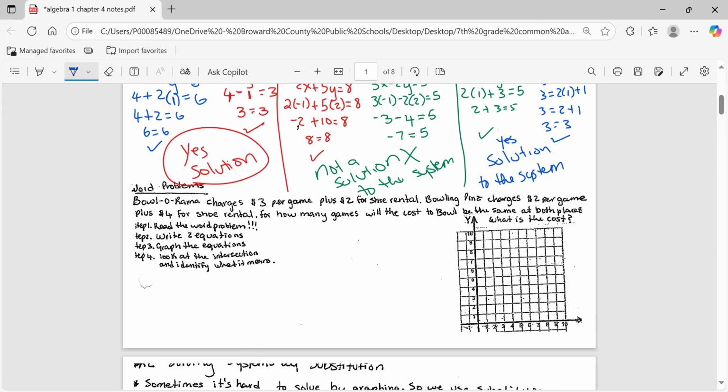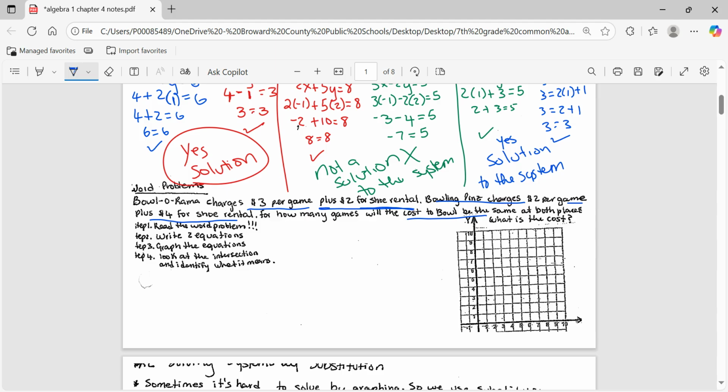Now let's check it out on a word problem and see exactly what these things mean. Here's Bolorama. Bolorama charges $3 per game plus $2 for shoe rental. There's a bowling alley, Bowling Pins, they're charging $2 per game plus $4 for shoe rental. For how many games will the cost to bowl be the same at both places, and what is that cost? So step one, let's read the word problem. We just did, thought about it, have an understanding of what's happening.